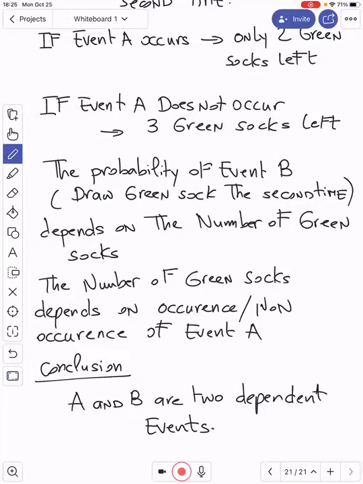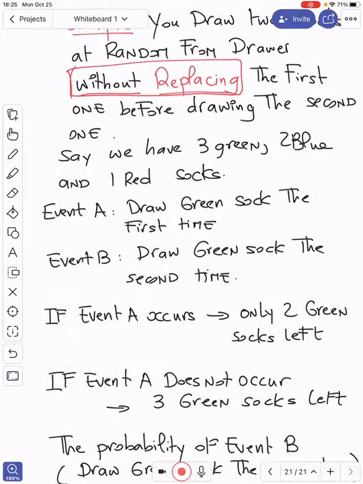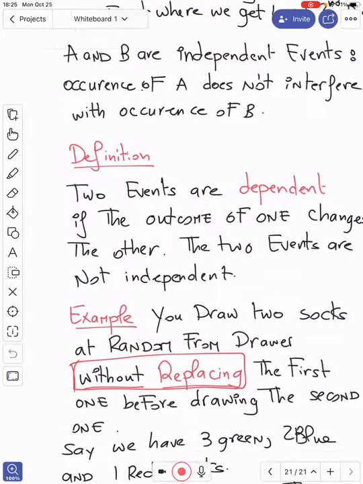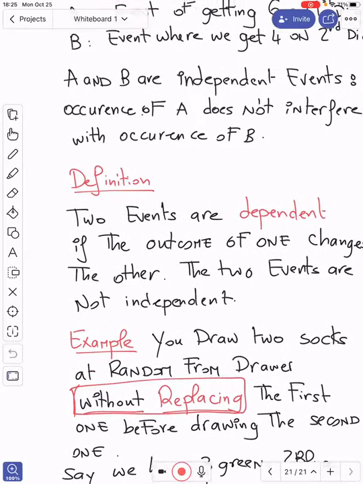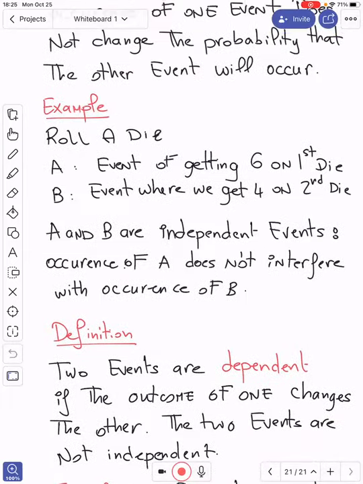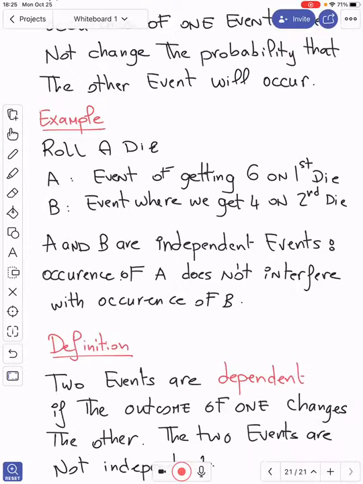Does this make sense to you guys? Any questions? Do you see why here A and B are dependent? That's different from the example where you roll a die, getting a six on the first die and getting a four on the second die. If you get a six on the first die, it doesn't interfere with the fact that you're going to get a four on the second die. There is no relation between the two events.